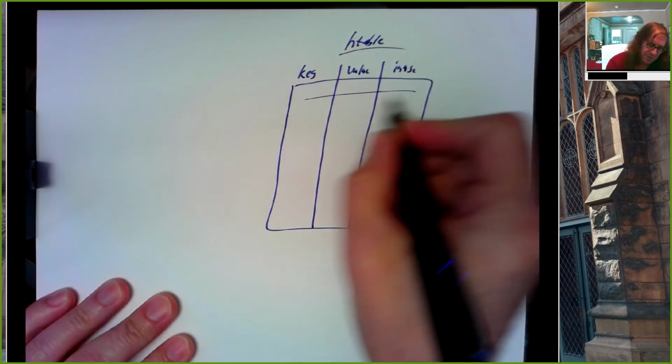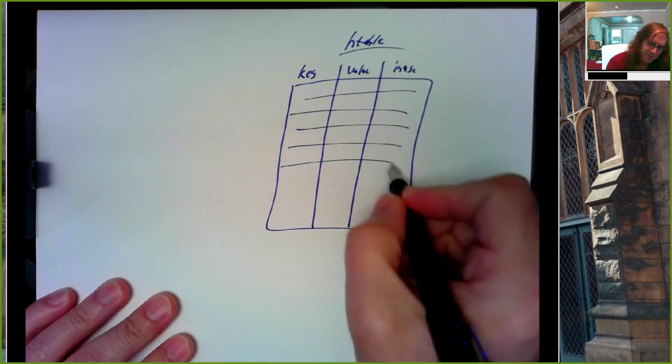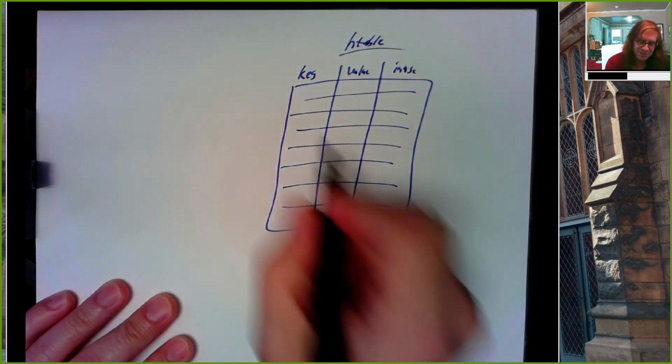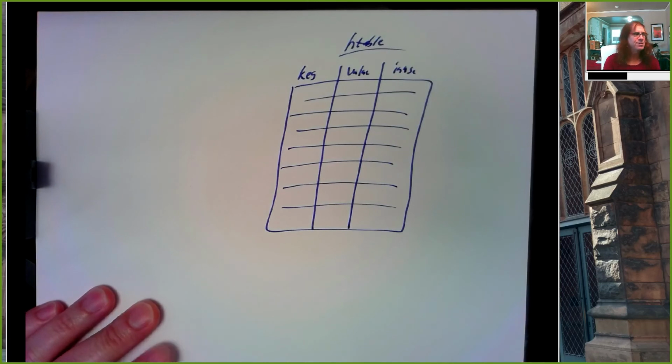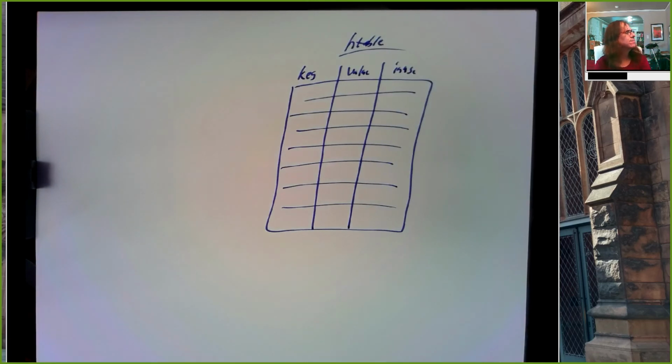So here's your array of whatever your structure is for hash table entries, which have a key and value pair and then some kind of in-use flag.